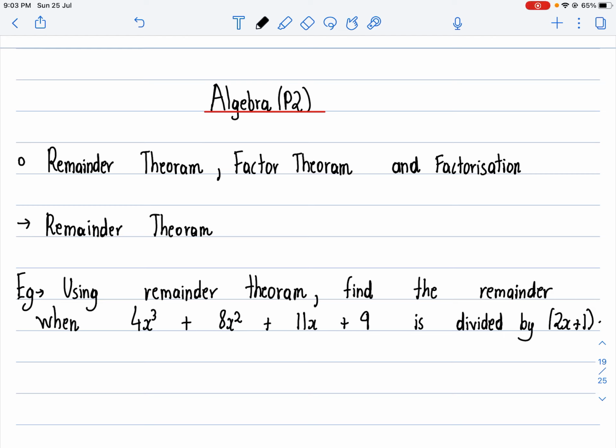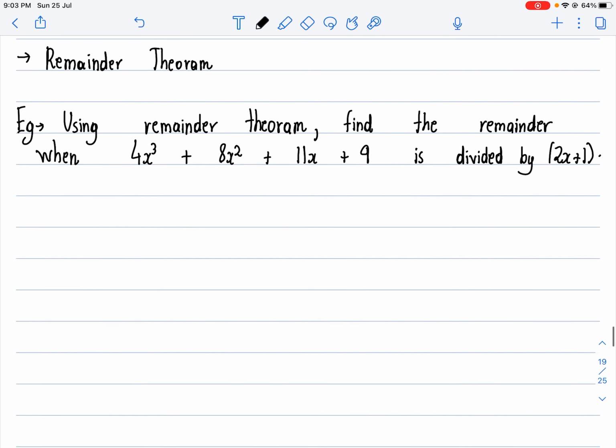Today we'll be doing the concept of remainder theorem, factor theorem and factorization, which is a subtopic in the chapter of Algebra P2. So we'll be starting with the concept of remainder theorem. It's a very easy concept, but once you understand it, even factor theorem will be really simple because they are very similar. And we'll even cover the concept of factorization. So let's start with remainder theorem, a very simple concept. I'll explain this concept via an example.